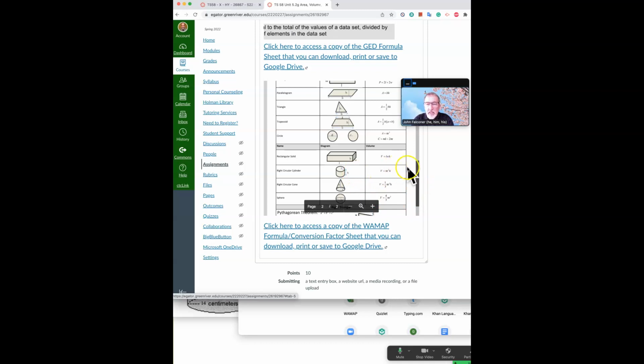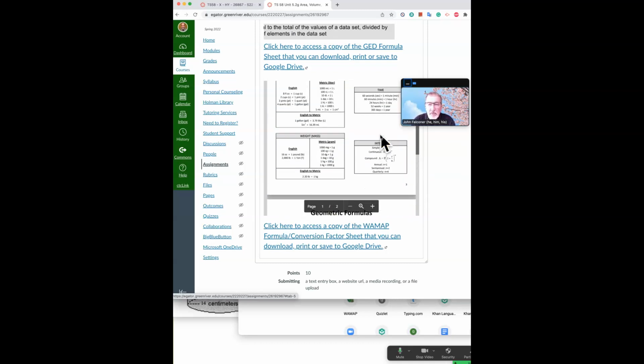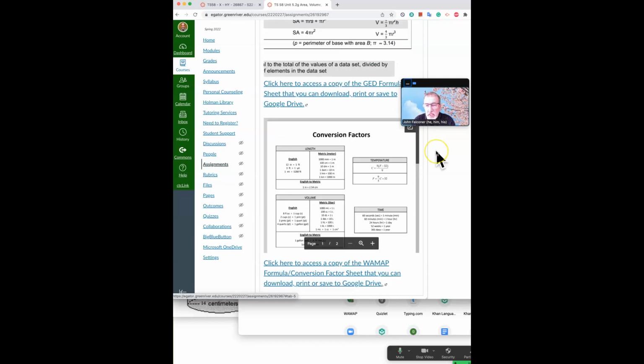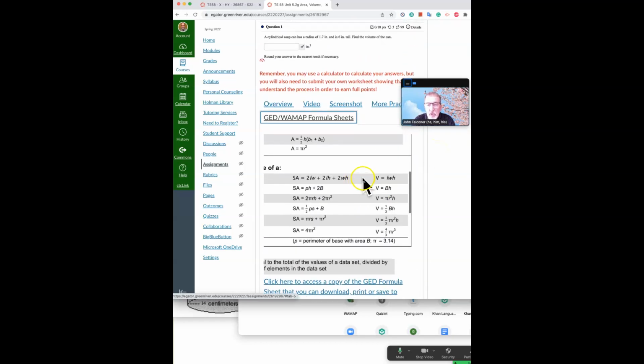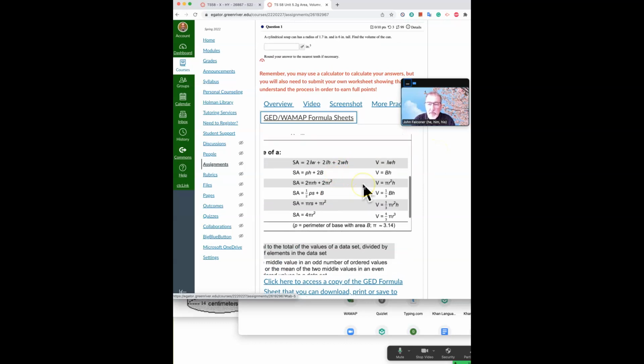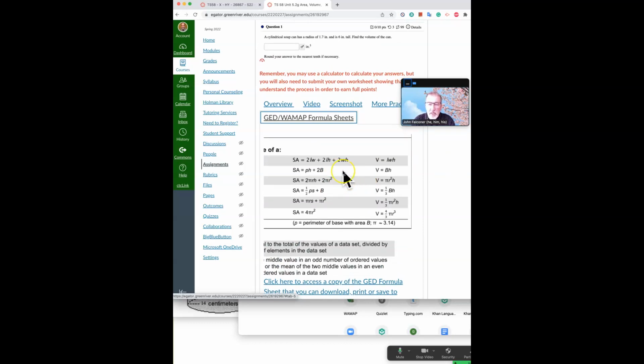All right, so that's just if you're planning to take the GED, definitely go over the GED formula sheet so that you will know what to expect, if you have trouble memorizing these formulas or understanding how to calculate volume or area.